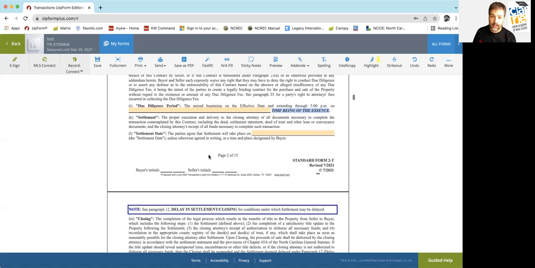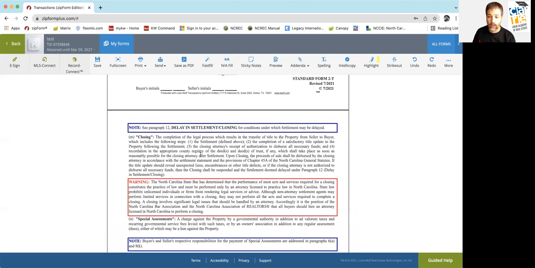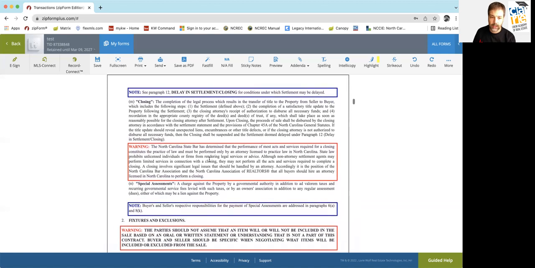So remember, settlement is when everyone comes and signs. Closing is when the property is actually getting recorded. Until we have a recording, we don't have a closing. At the recording, the deed changes hands. Once the deed has changed hands and we are closed, that's when we have successfully completed our goal with this contract.